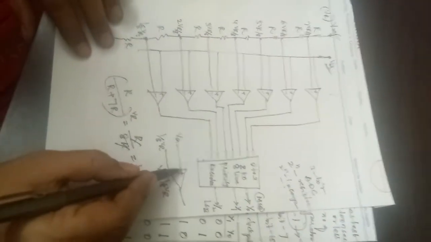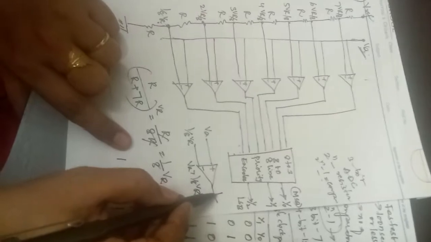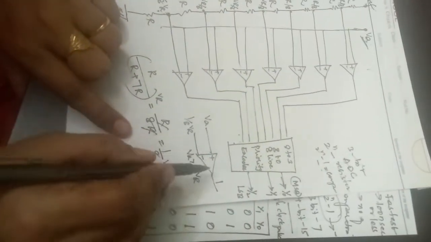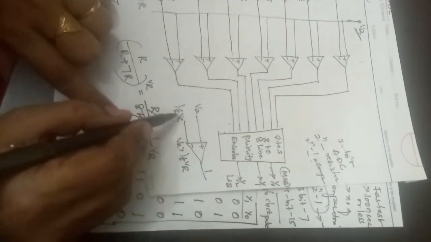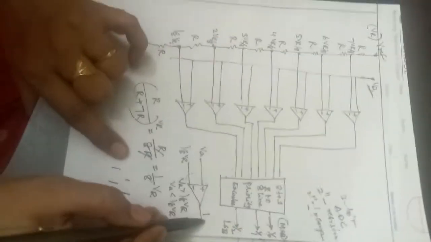that means the voltage at the positive terminal is greater. So what is the output voltage of this comparator? It is going to be 1. You know this concept already. If suppose VA is less than 1 by 8 VR, what is the output of this comparator? It will be 0. So we know all this.